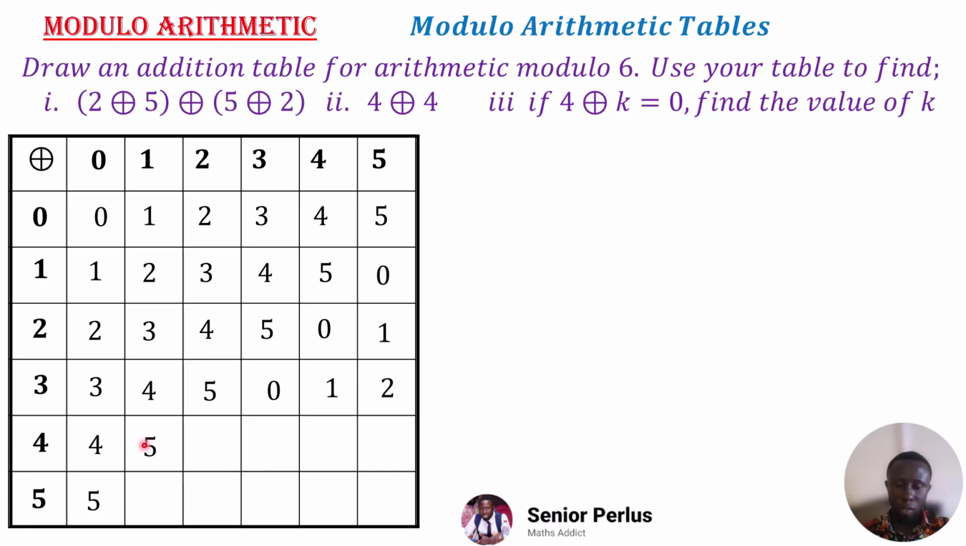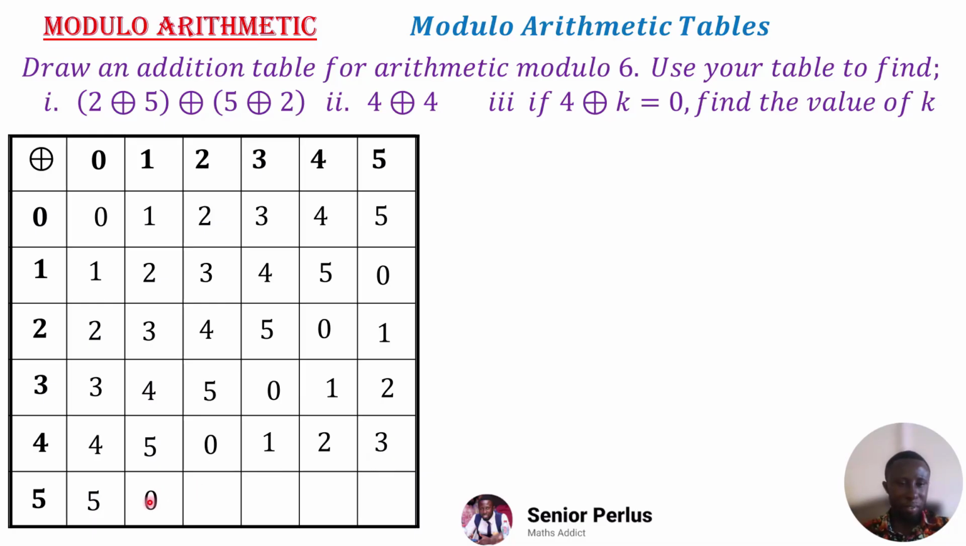Then 4. 4 plus 1 is 5. 4 plus 2 is 6, 6 mod 6 is 0. 4 plus 3 is 7, 7 mod 6 is 1. 4 plus 4 is 8, 8 mod 6 is 2. 4 plus 5 is 9, 9 mod 6 is 3.